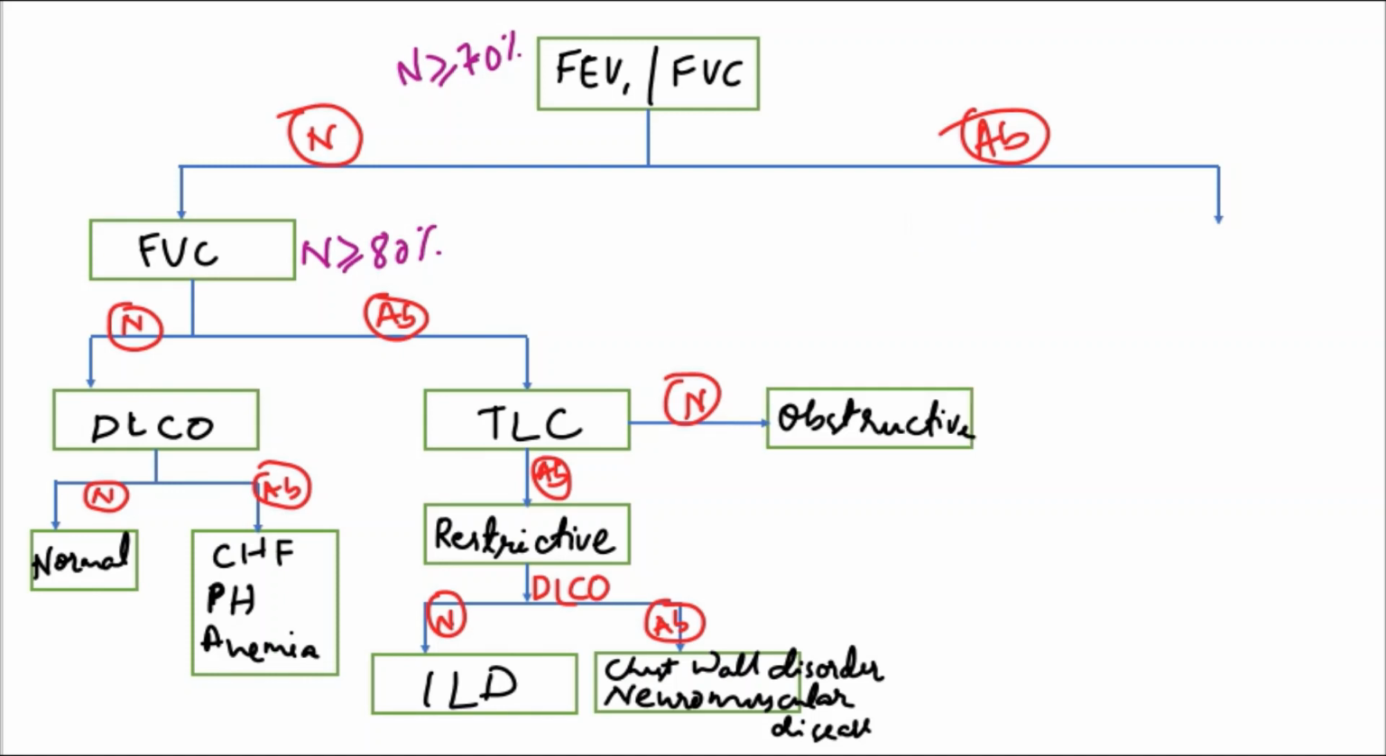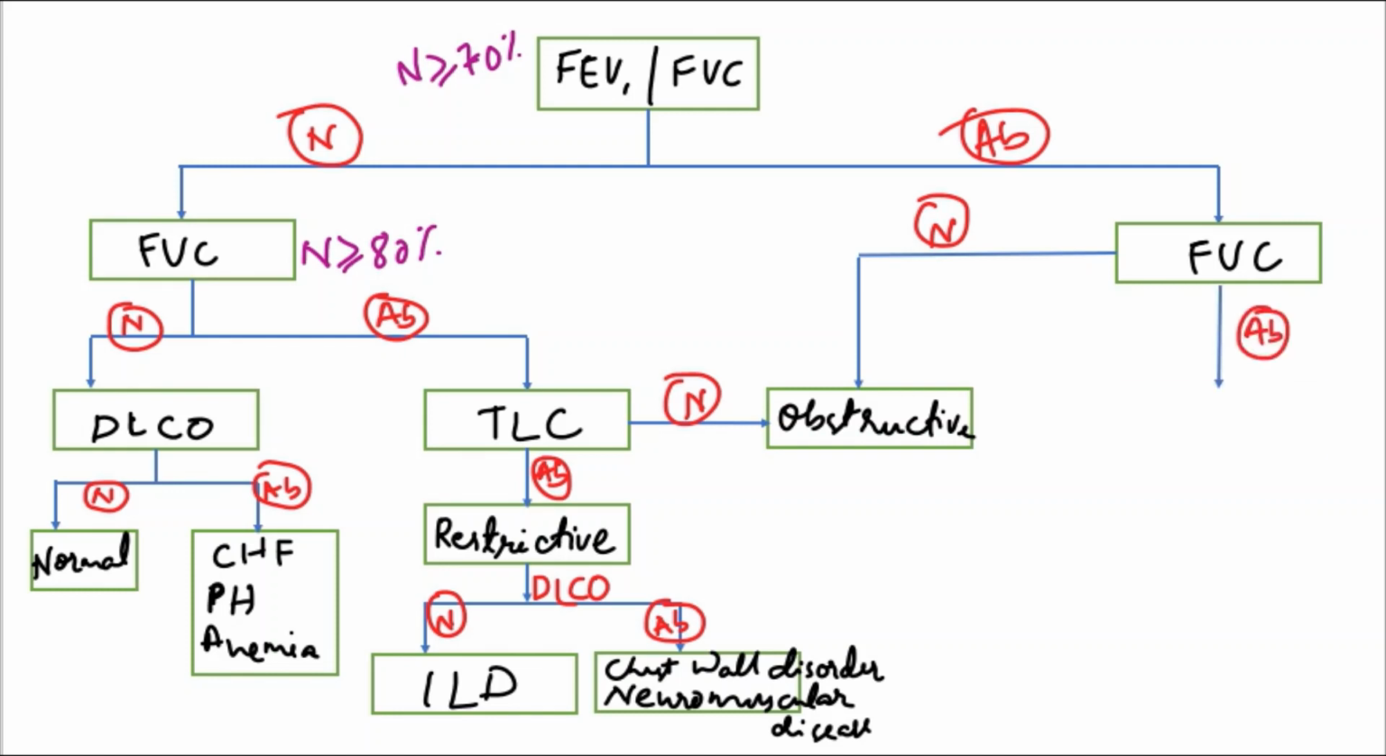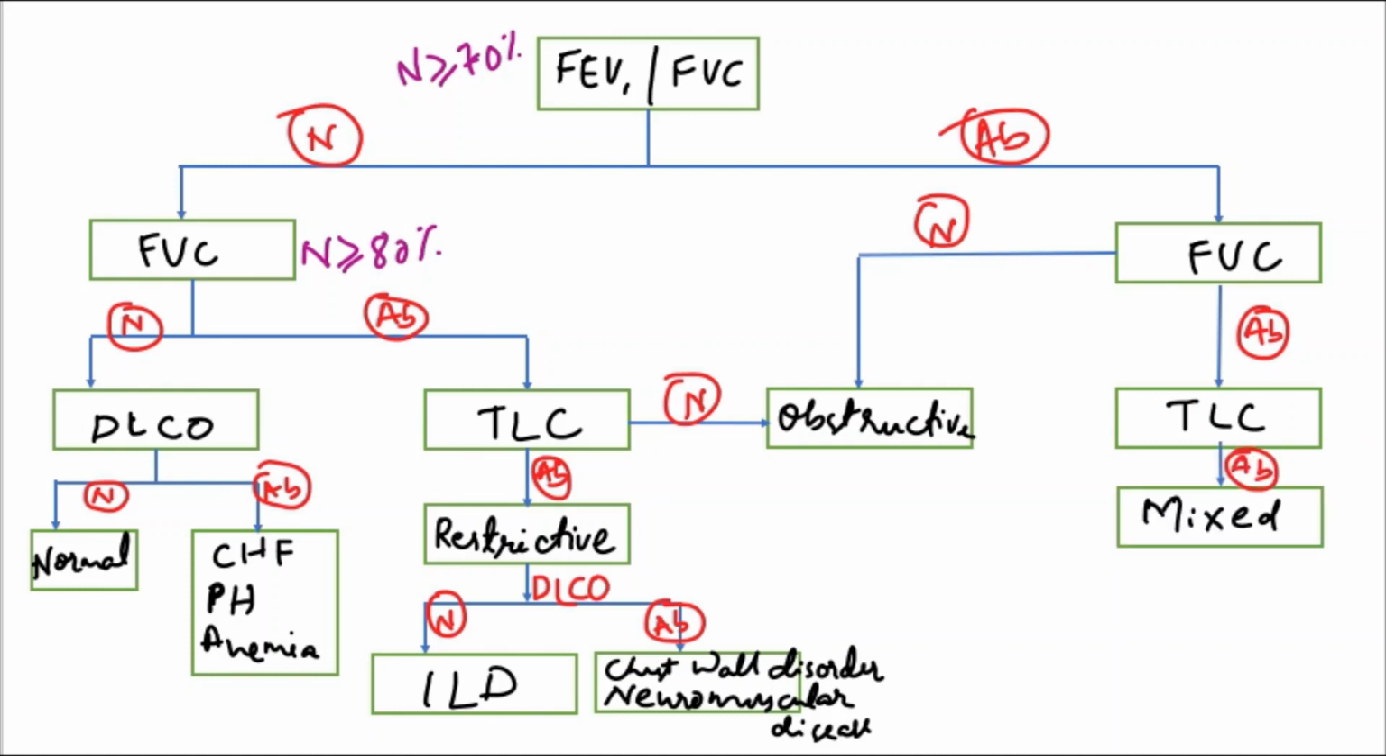If we go back a bit to the beginning, if the FEV1 upon FVC ratio is abnormal, then we have to again look at FVC. If FVC is normal, then this is again obstructive disorder. But if FVC is abnormal, then we have to again look for TLC. If TLC is abnormal, then we have to think of mixed disorder, mixed obstructive and restrictive disorders. But if TLC is normal, then we have to again go back to obstructive disorder.